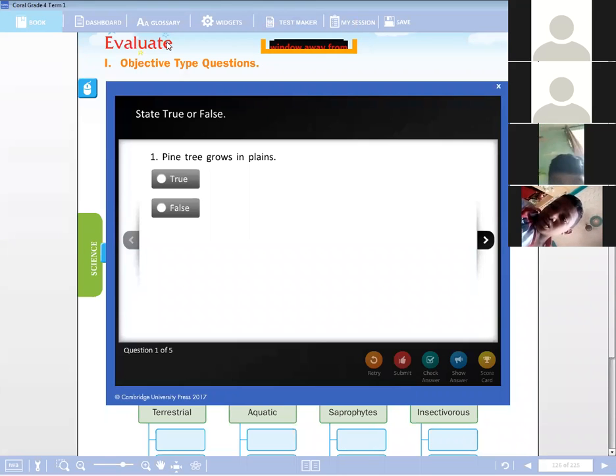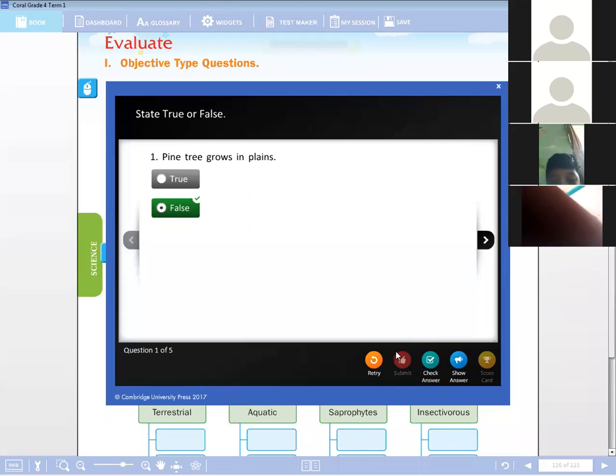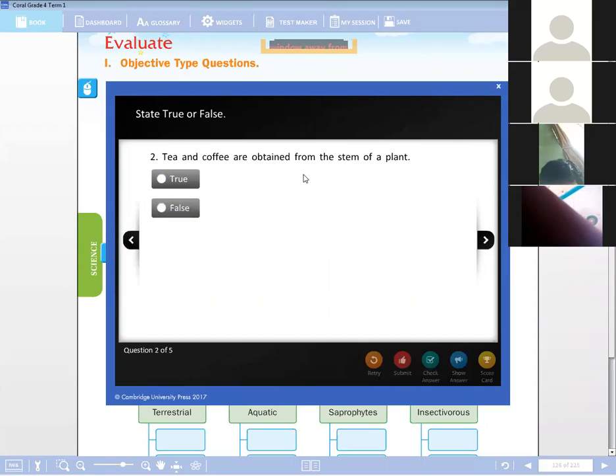Let's keep it false and check it, children. Yes, false is the correct answer. Good going, Puneet, Ritesh, Yatish, and Akshita. You're very good. Moving to the second statement: we receive tea and coffee from the stem of plants. Is it a true statement or a false statement, children?